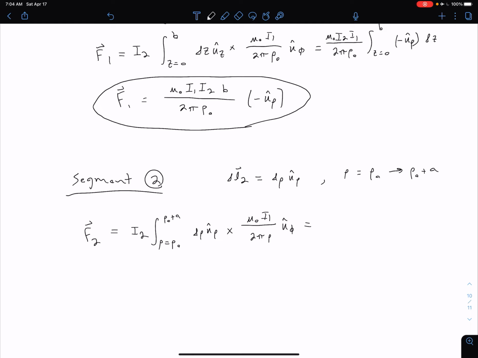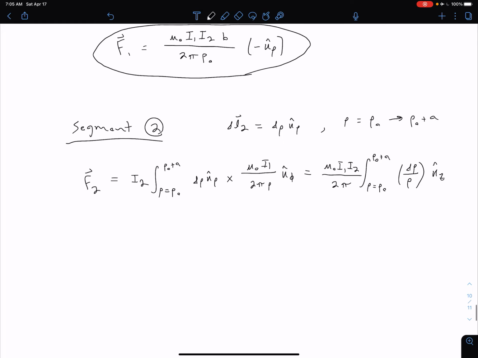We can again pull out all of the constants, everything except for rho. So we have mu naught times I1, I2 divided by 2 pi. Our integral is going from rho equals rho naught to rho naught plus a, and the only thing left in there is d rho over rho. Our direction in this case is our rho direction crossed with our phi direction, which gives us the positive z direction.